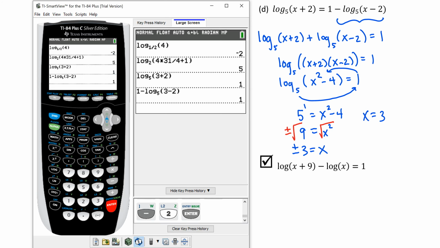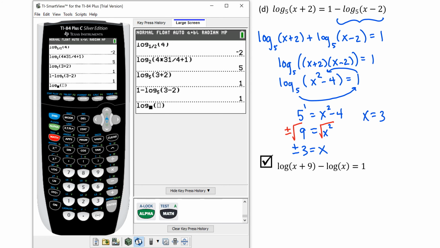We'll keep that one. Let's also check x equals negative 3. So I'm going to plug negative 3 into the logarithm over here on the left side, and notice what happens with your calculator.